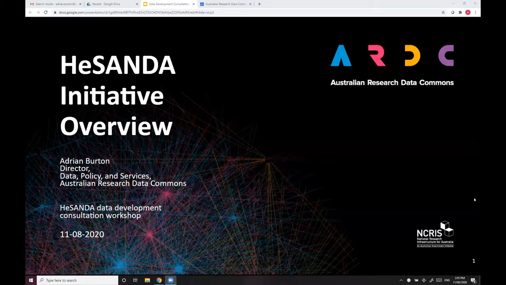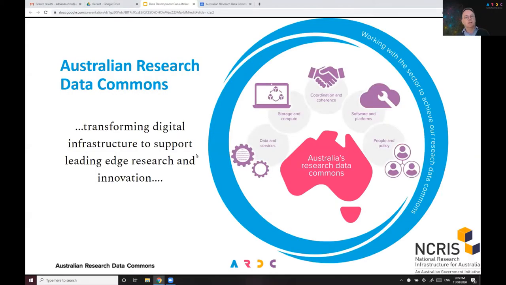I'm Adrian Burton. I work at the Australian Research Data Commons. It's a national infrastructure facility, and we deal with things like data collections, data access and analytics platforms, storage, cloud, skills, policy, everything at a very holistic view of the national requirements for data infrastructure.